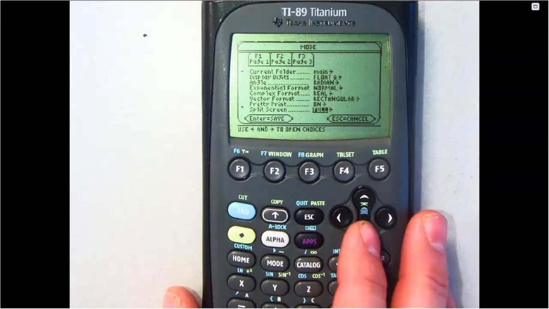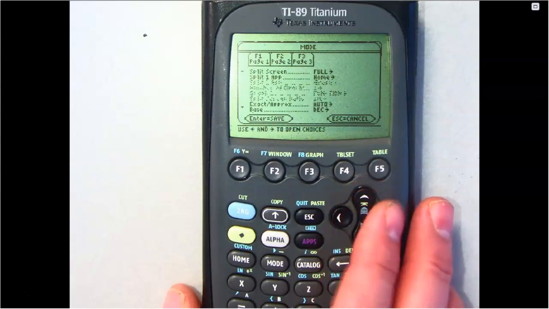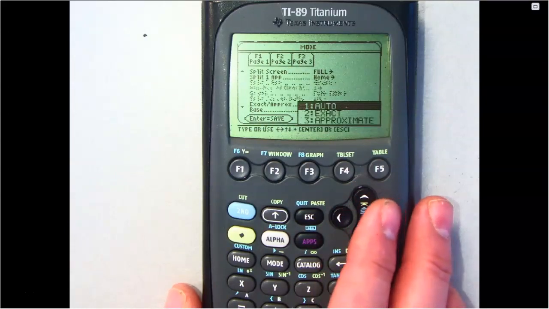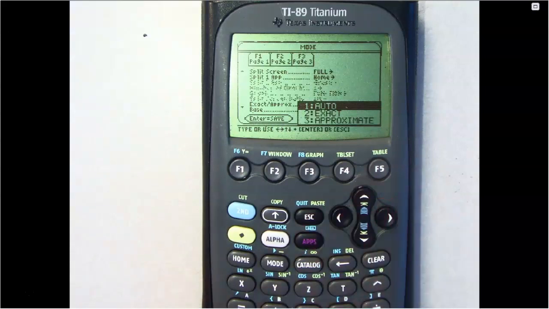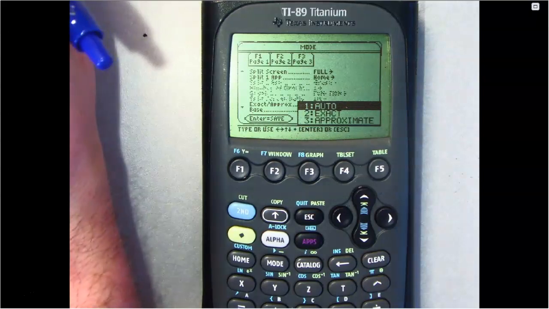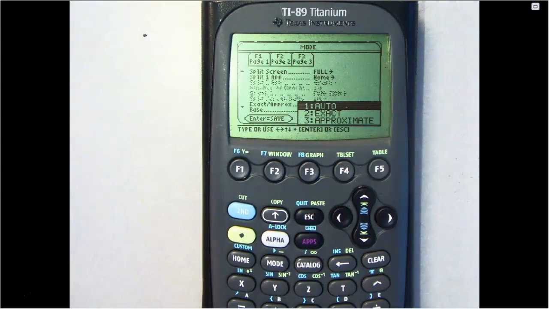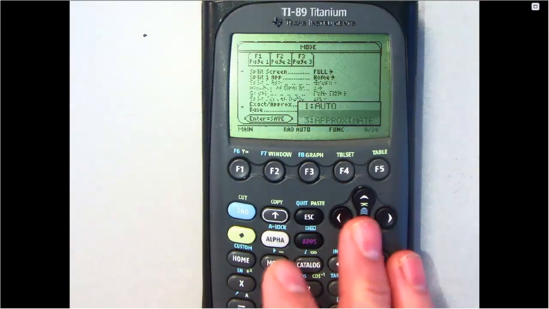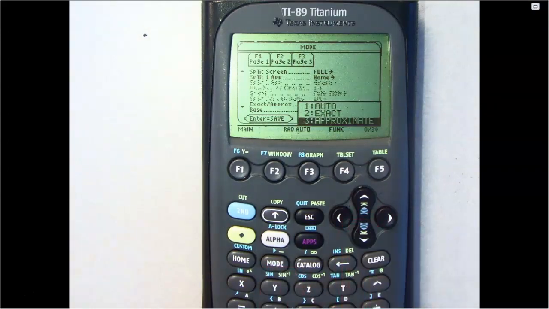Keep scrolling down, it's kind of off the screen, until exact approximate. Mine's on auto, which kind of blends the two. Exact is like square root of 3. Approximate would give you the decimal approximation of that. I think it's probably best to be on approximate because you guys are probably more comfortable with decimals. It doesn't really matter, but that's how you would go back and forth.